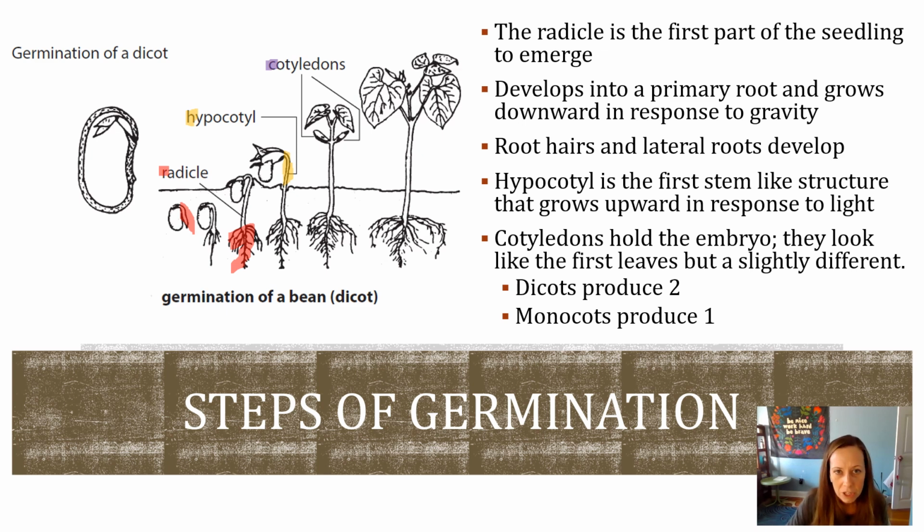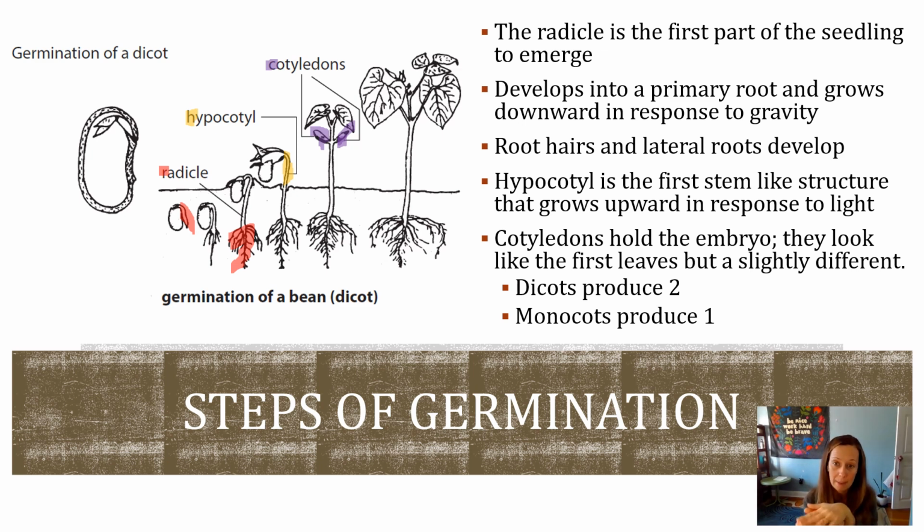cotyledons, which are these here. They're in that picture right there. When you look at the seed, they are on either side of the seed. And cotyledons are what holds the embryo. They look like leaves, but they're a little off.